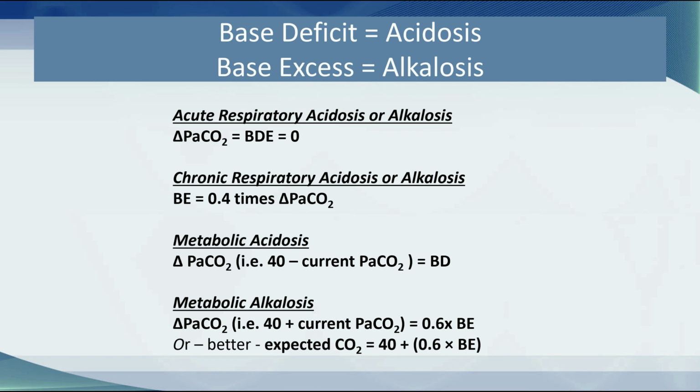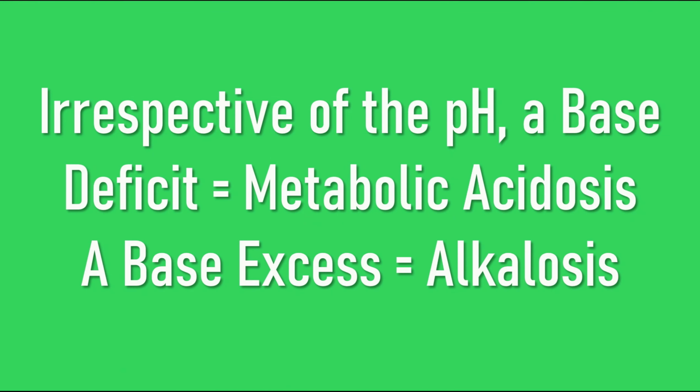Now, there are other calculations for chronic respiratory acidosis and for metabolic alkalosis, but the most useful one in metabolic acidosis I've already mentioned from Winters is that the change in the PaCO2 from normal, which is 40 millimeters of mercury, is equivalent to the change in the base deficit. Irrespective of the pH, a base deficit equals metabolic acidosis and a base excess, that's the plus, is metabolic alkalosis.